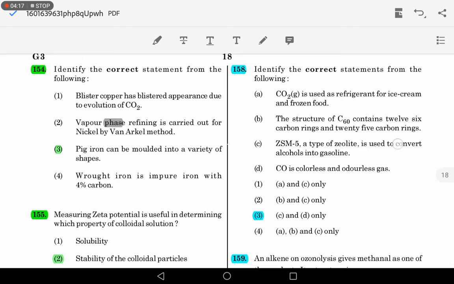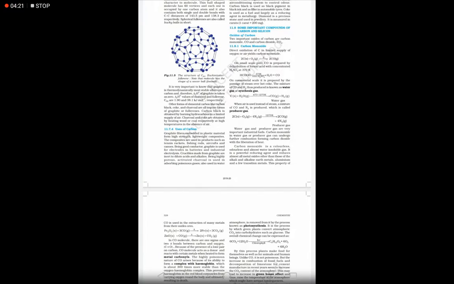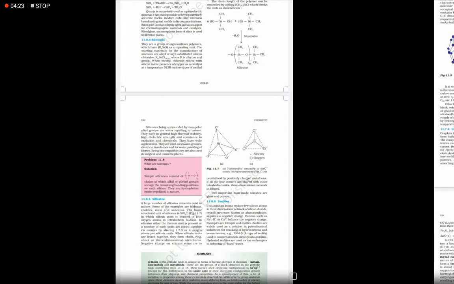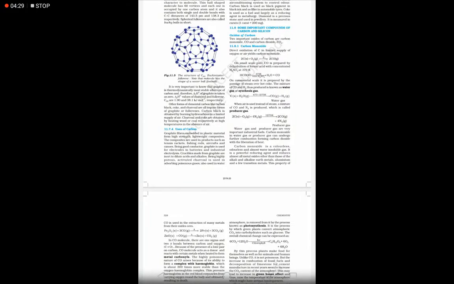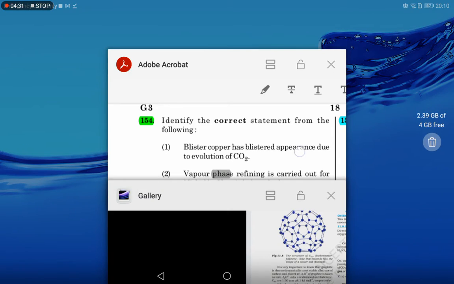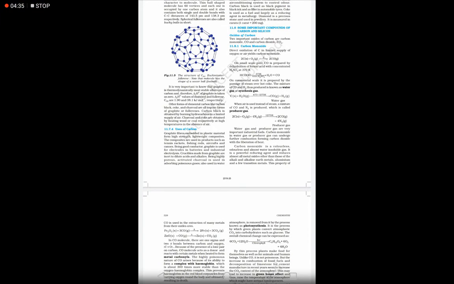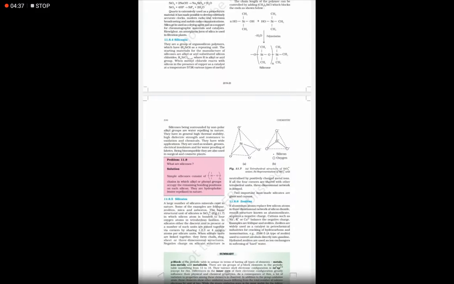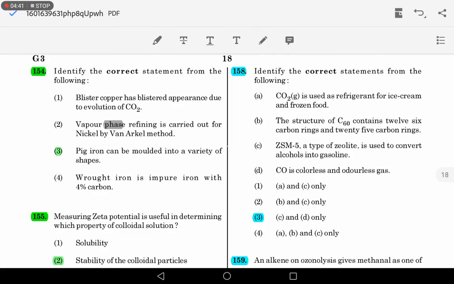ZSM5, a type of zeolite, is used to convert alcohols into gasoline. It's definitely a correct statement. Zeolite ZSM5 is used to convert alcohols directly into gasoline. And carbon monoxide is a colorless and odorless gas. Yes, carbon monoxide is colorless and odorless gas. You have to be careful with it because it's poisonous, colorless, odorless.